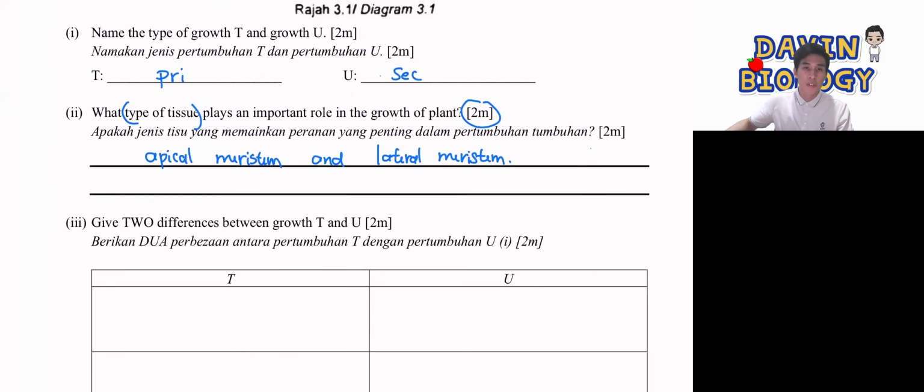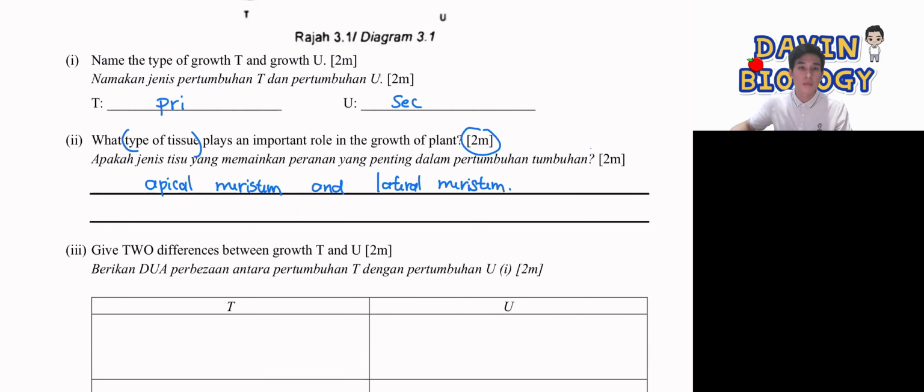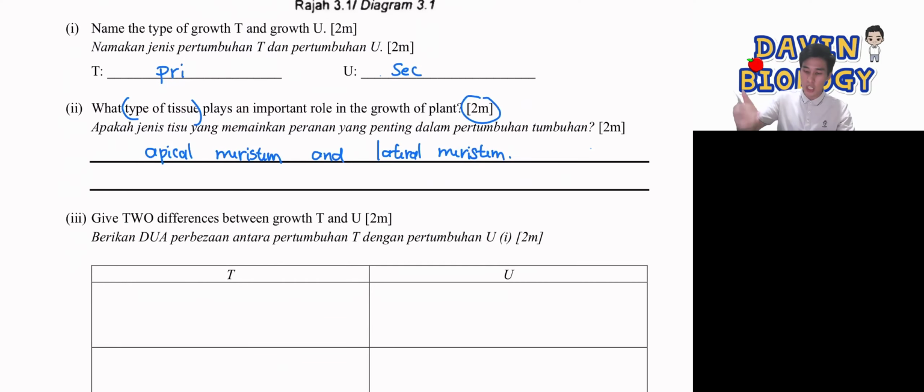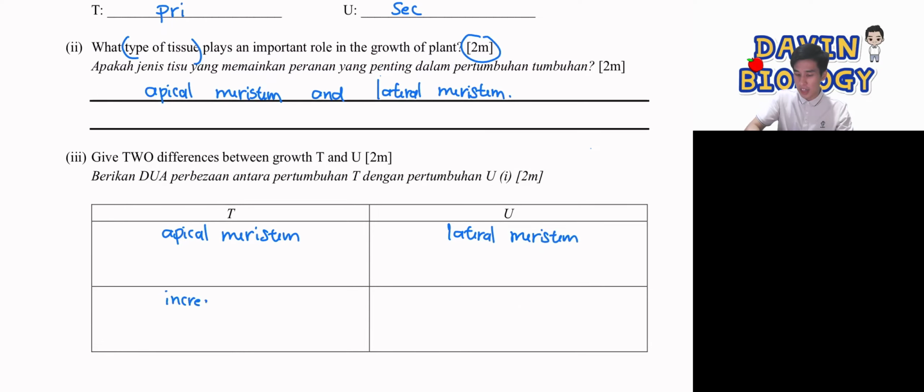Two differences between growth T and U. Same thing, primary growth, secondary growth. So one of the differences we already mentioned here, you can say this also. It involves the apical meristem mitosis, versus the lateral meristem mitosis. So it's the same as just now. I just write the keyword can. One involves increasing the height, length. One increases the diameter.